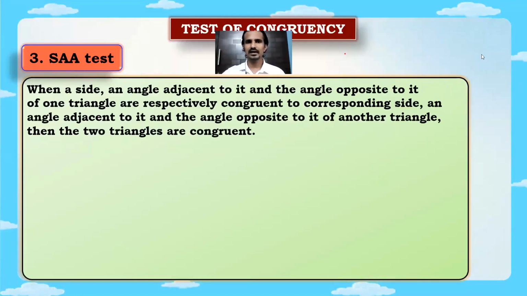When a side, an angle adjacent to it, and the angle opposite to it of one triangle are respectively congruent to the corresponding side, an angle adjacent to it, and the angle opposite to it of the other triangle, then these two triangles are congruent. So let's see what this means.